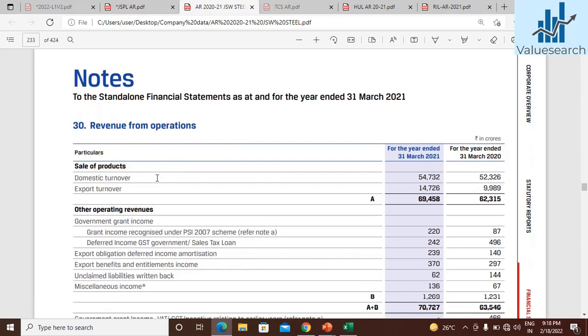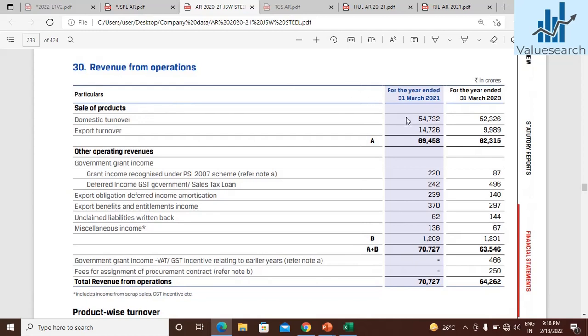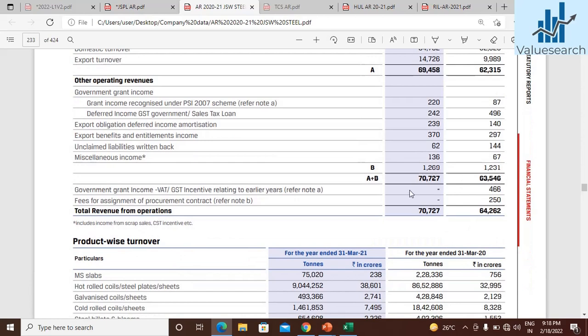Revenue from operations standalone. You have sale of products, domestic turnover this much, export turnover of this much. Then you have other operating revenues, as we saw in case of Jindal Steel and Power. Of this amount, you are arriving at this amount. As you can see, there is no interdivisional transfer over here, so we haven't deducted it from here. And here you have got your total revenue from operations.